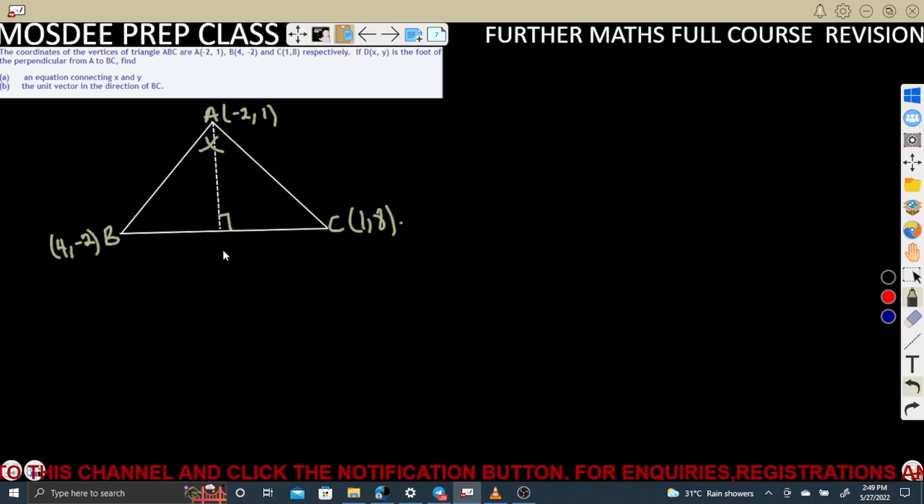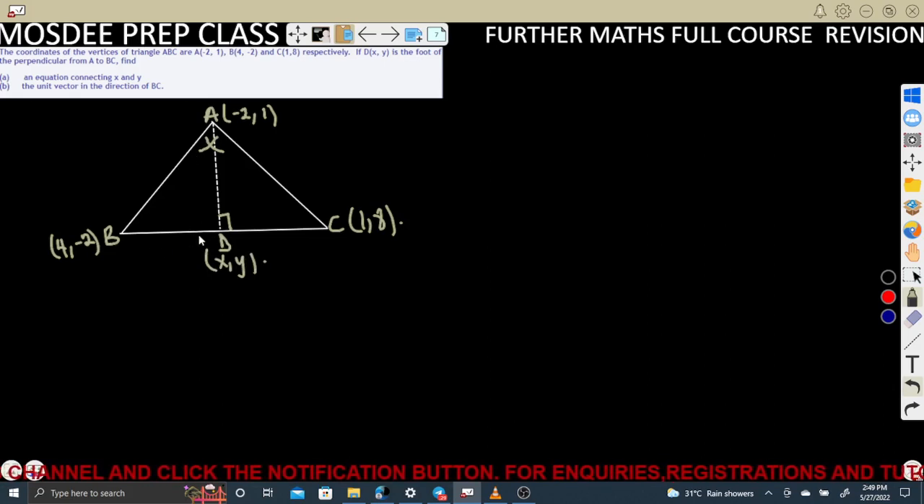We are told that the perpendicular from A to BC, I call that D. According to the question, it was x and y. So basically, from our knowledge of this, we can say BD over DC equals AB over AC. That's the theorem of the interior angle bisector, which I want teachers to lay more emphasis on, because questions are definitely coming from there.